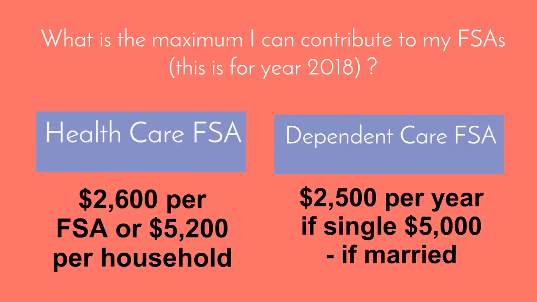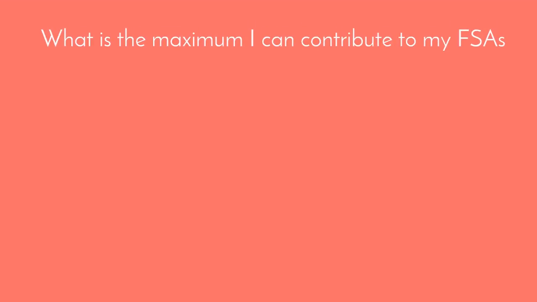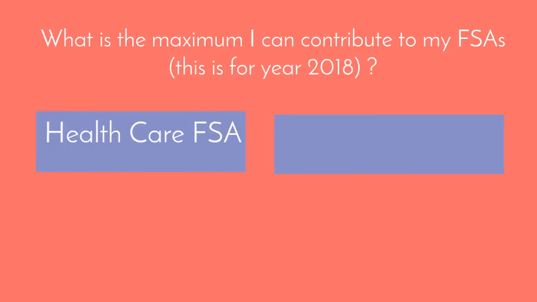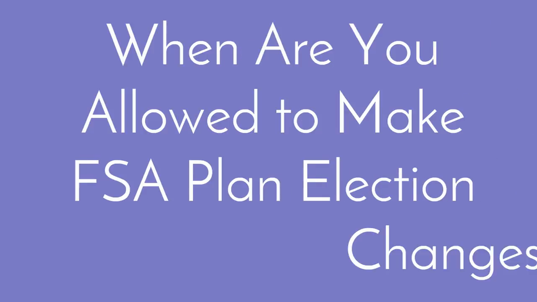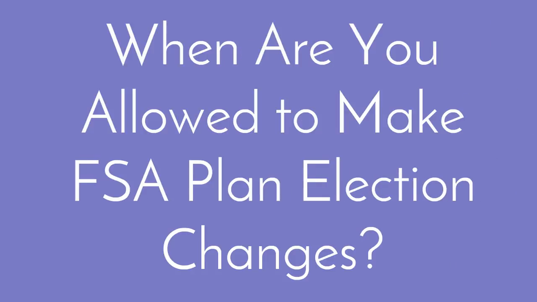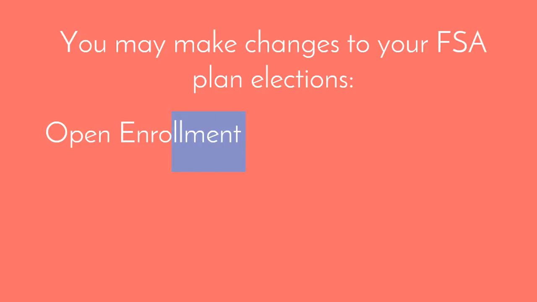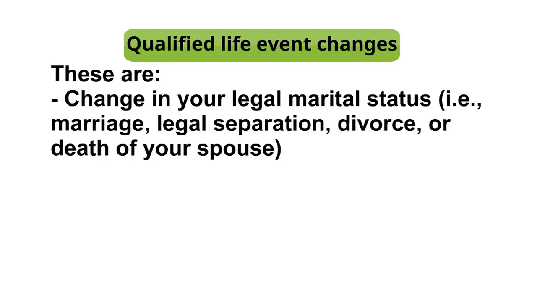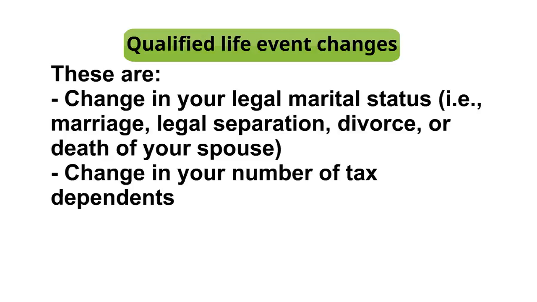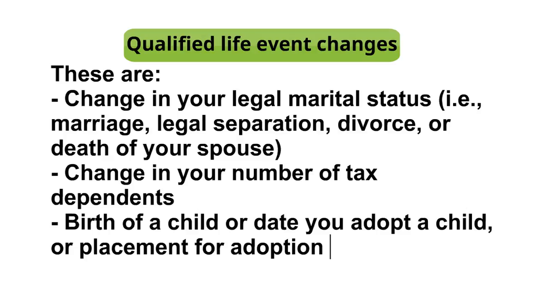You may make changes to your FSA plan elections during open enrollment or if you have a qualified life event change. The qualified life event changes are change in your legal marital status, change in the number of tax dependents, birth of a child or date you adopt a child, placement for adoption, death of a dependent, change in your dependent's eligibility, for example, due to attainment of age, student status, marital status, or any similar circumstances.